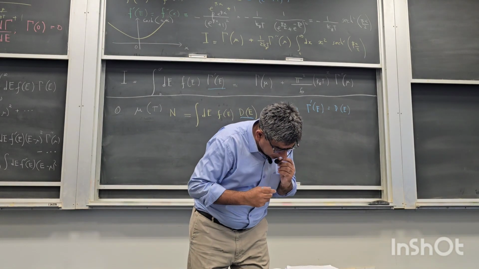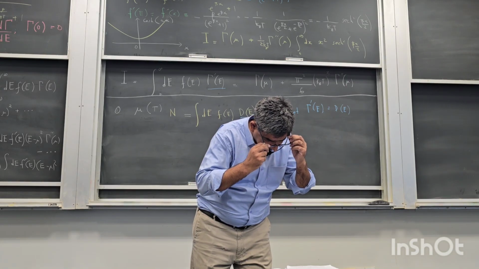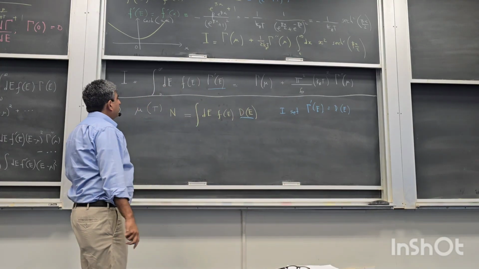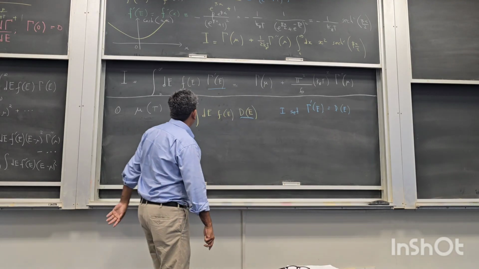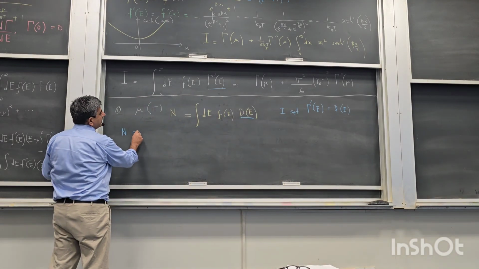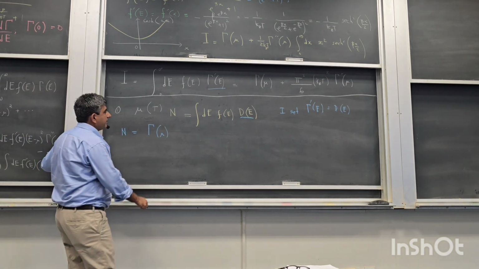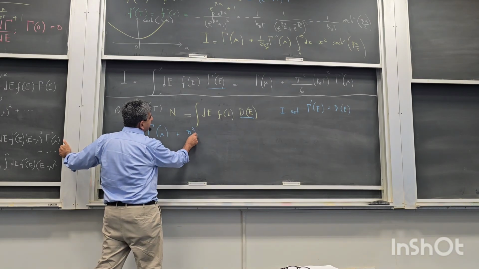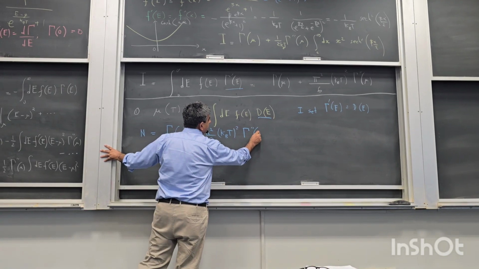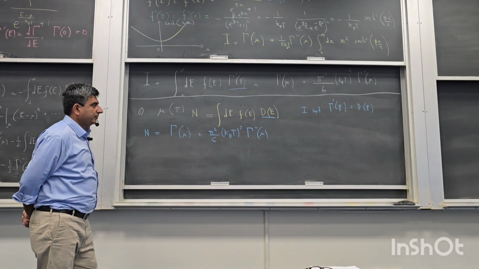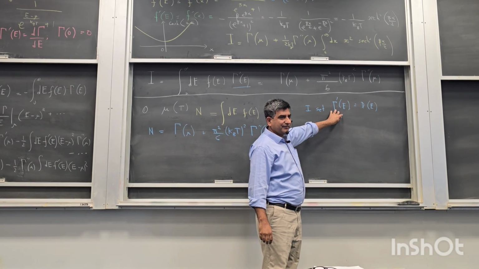So I can simply employ the formula, the Sommerfeld expansion. My n will become equal to gamma at mu plus pi square over 6 kBT whole square, the double derivative of gamma at mu. Now what is gamma at mu? So the gamma of mu is the integral of this.